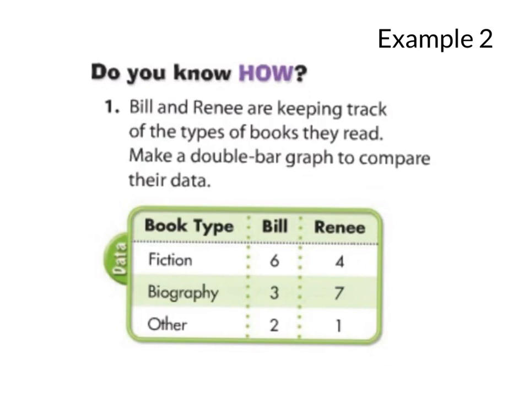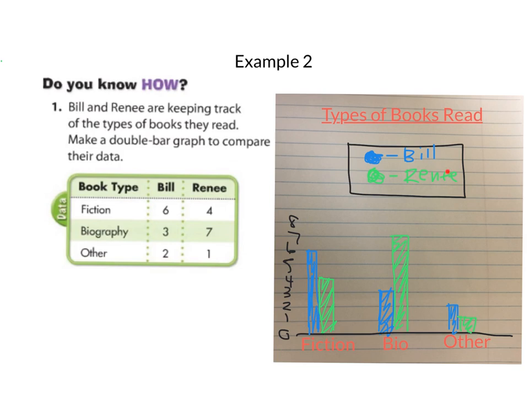Here's example 2. So now we're going to make a double bar graph, which is just like last time, to compare this pair of data. The challenge is, do you know what to label it and how to make the bar graph? Try to challenge yourself. So for my graph, I made a key where Bill was blue and green was Renee.